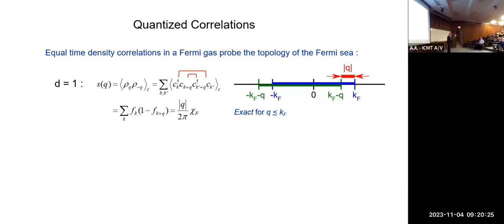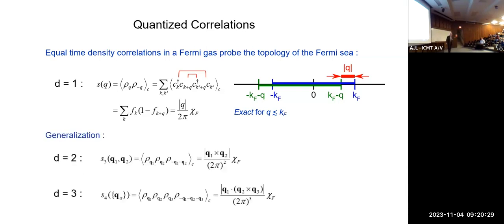So one can ask the question, does it generalize? And it does generalize in a kind of interesting way. In fact, in two dimensions, there's a corresponding third order equal time correlation function that is quantized. And in three dimensions, there's a corresponding fourth order equal time correlation function that is quantized. So let me explain to you, convince you that this is true.